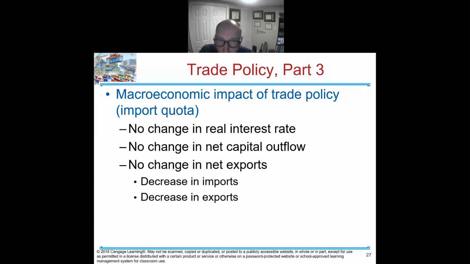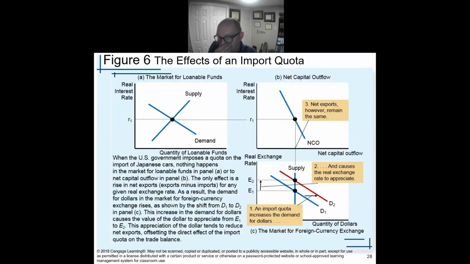Over time, there might be no change in the real interest rate, no change in net capital outflow, and no change in net exports, which ultimately leads to a decrease in imports and a decrease in exports. So quotas could be good to some degree.